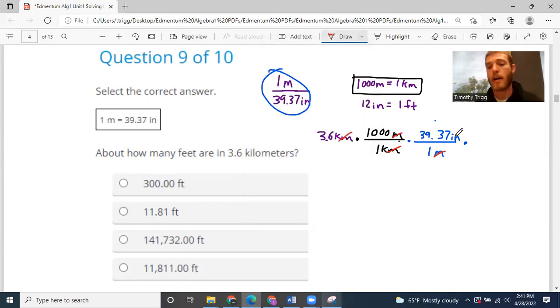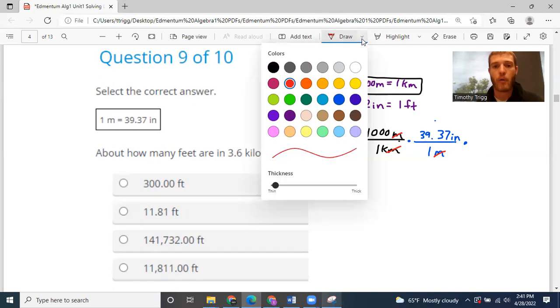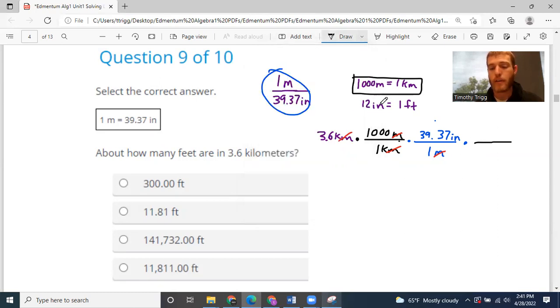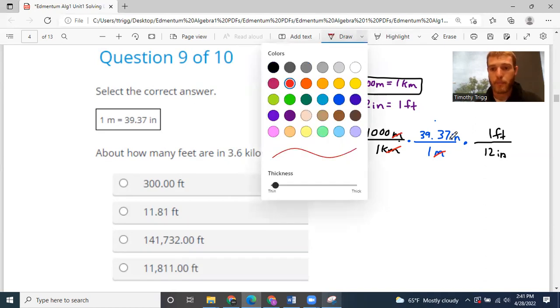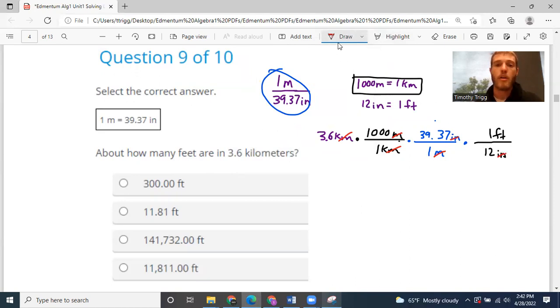That's good. Now I need inches to cancel because I want to be left in feet. So I'm going to multiply by 12 inches is 1 foot. Should I put the 12 inches on top or the 12 inches on bottom? Well, the 12 inches goes on bottom to cancel with this inches. Top cancels with bottom. So that's 1 foot. Right, this is kind of a complicated one. Inches cancels. Now to figure out our answer, we multiply top times top times top times top.